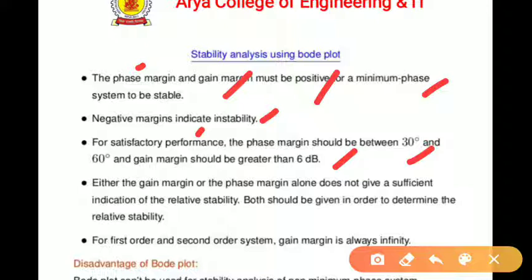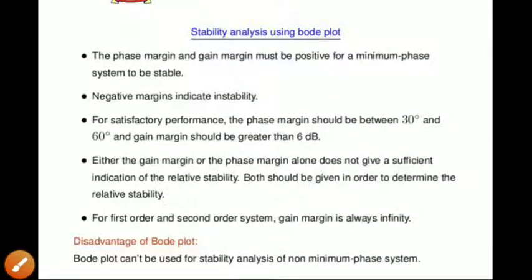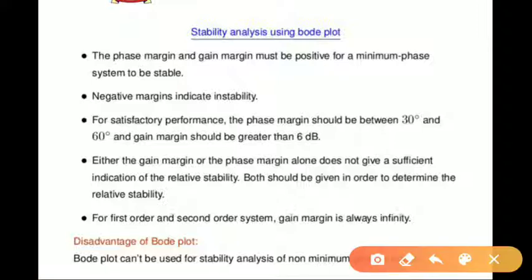So in practice the phase margin is 30 to 60 degrees and the gain margin should be greater than 6 dB. Either the gain margin or the phase margin alone does not give a sufficient indication of relative stability, so both should be given in order to determine the relative stability. For first order and second order systems, the gain margin is always infinity. A limitation or disadvantage of the Bode plot is that it cannot be used for stability analysis of non-minimum phase systems. It is applicable only to minimum phase systems.